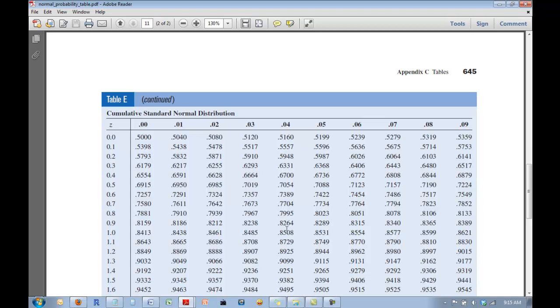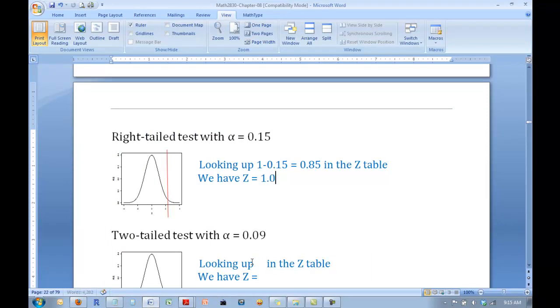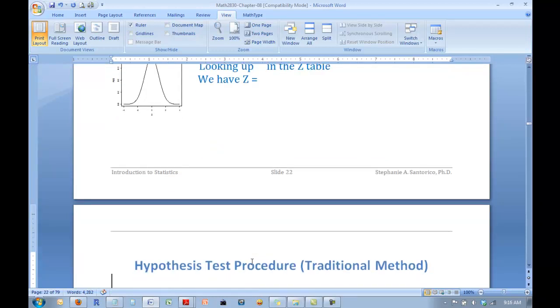So if we go in here, 0.85, it looks like this is the closest I'm going to get. Is that right? No. This looks like it's a little bit closer. Oh, this one is still closer. So I am going to pick 1.04. That is as close as I get, 1.04, and that is the closest value that would have 0.85 underneath it.